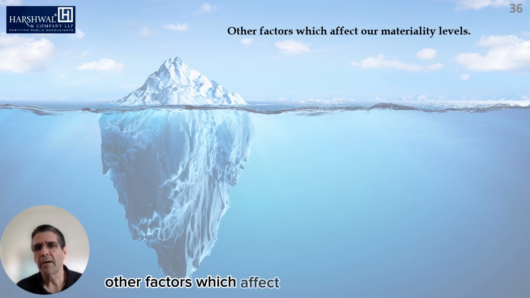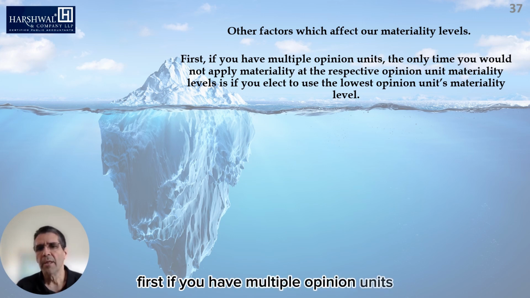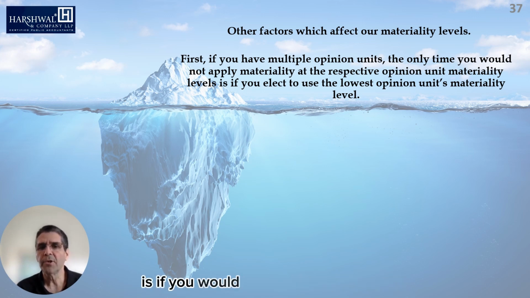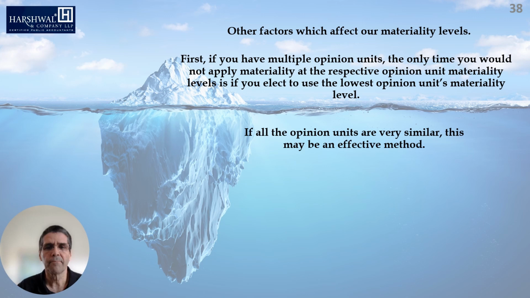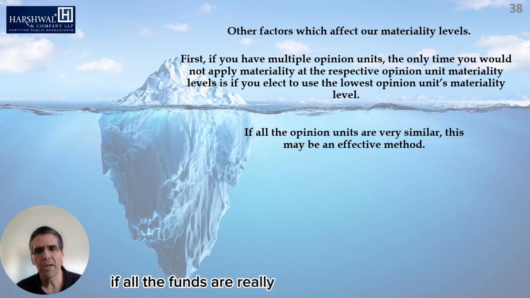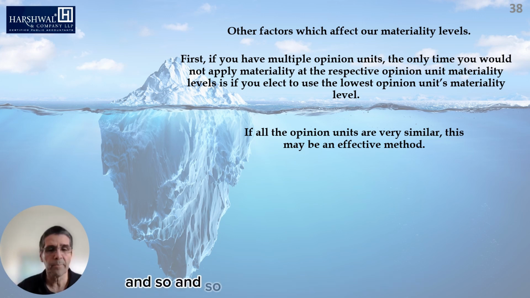Other factors which affect our materiality levels. First, if you have multiple opinion units, the only time you would not apply materiality at the respective opinion unit materiality level is if you elect to use the lowest opinion unit's materiality level. All of the opinion units are very similar. If all the opinion units are very similar, this may be an effective method. If all the funds are really close, you say, it's not that big a deal, I'll just use the lowest. And then you don't have to take the time to sort and slice and dice and all this kind of stuff and so on. So it may be an effective method.